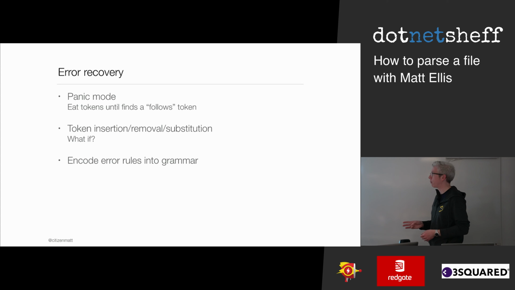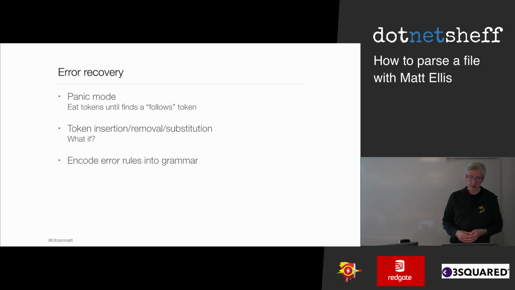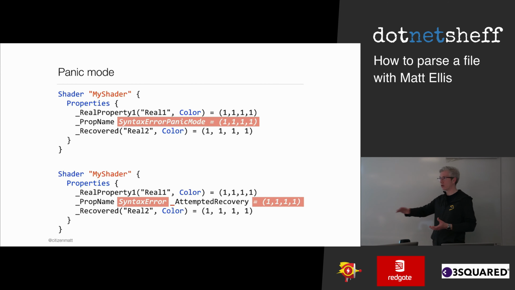And there are kind of three main ways of doing this, really. There's panic mode, which is a great way of describing it. There's token insertion and removal, or substitution, and there's actually encoding the rules into your grammar as well. So panic mode is basically just eating all the tokens until you find something you recognize.